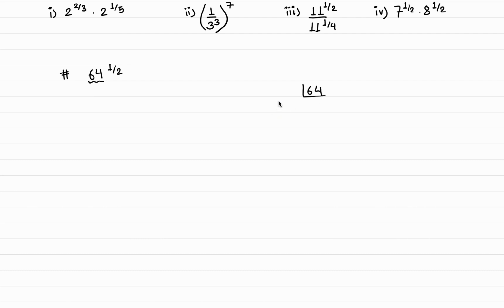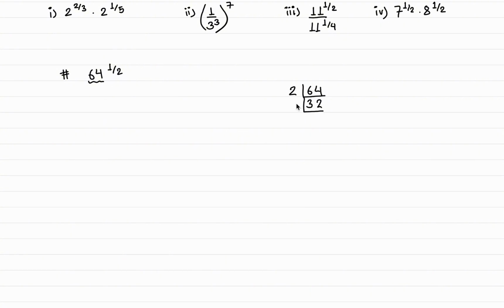So we have our 64. By prime factorization, we mean we have to divide this number by the lowest prime number first. So the lowest prime number that can divide 64 is 2, right? So 2 3s are 6, 2 2s are 4, so we have 2 32s are 64.